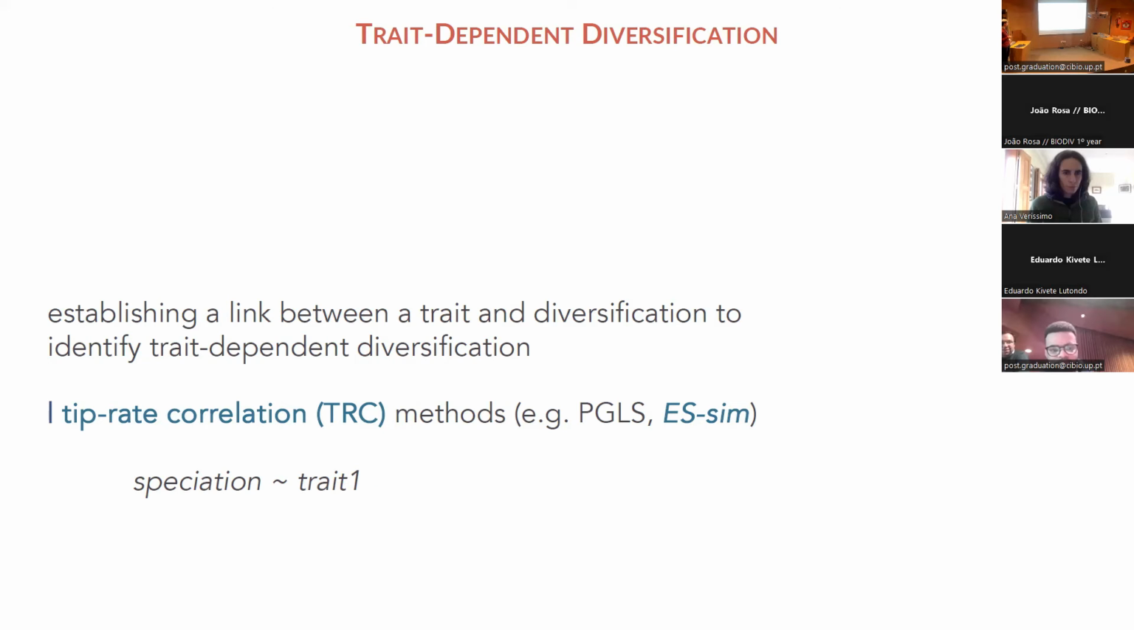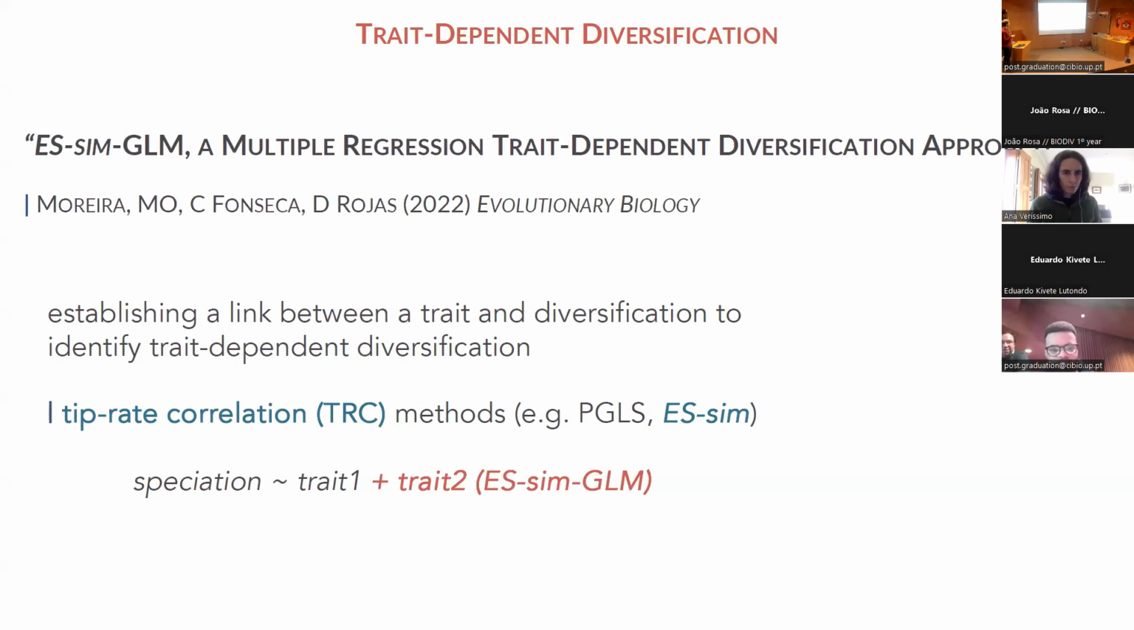But more recently, ES has been proposed because it's faster and has simpler assumptions than PGLS. But more importantly, it is a simulation-based approach that allows us to test for this in a very quick way. And in this study, we went a step further and introduced CSM-GLM, a multiple regression trait-dependent diversification approach, because we wanted to test not only one trait, but the coupled effect of two traits on speciation. We developed this method by introducing GLM. That's why we called it CSM-GLM, because it uses generalized linear models to test for the effect of multiple traits on diversification in a fast and robust way.